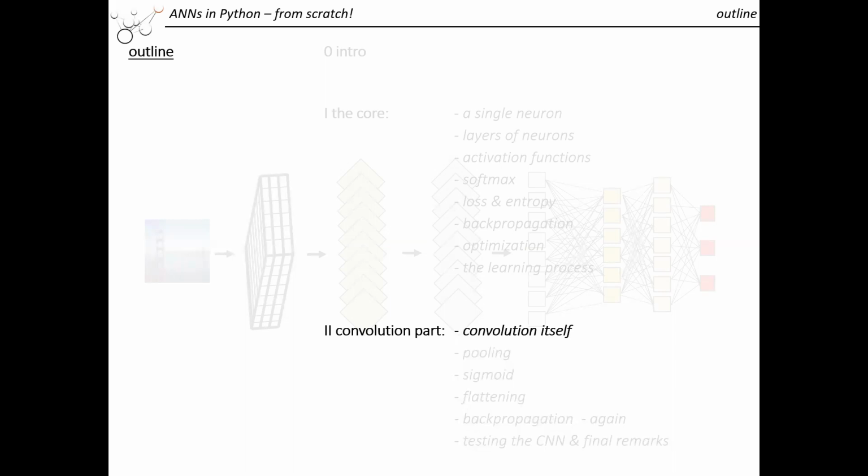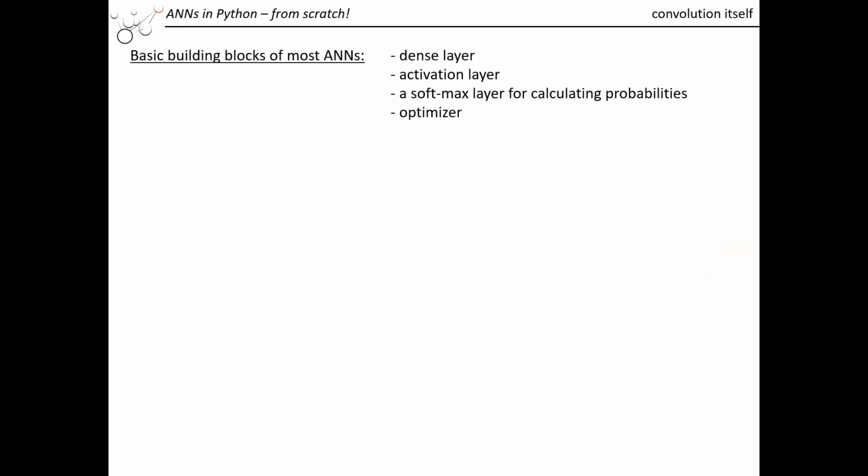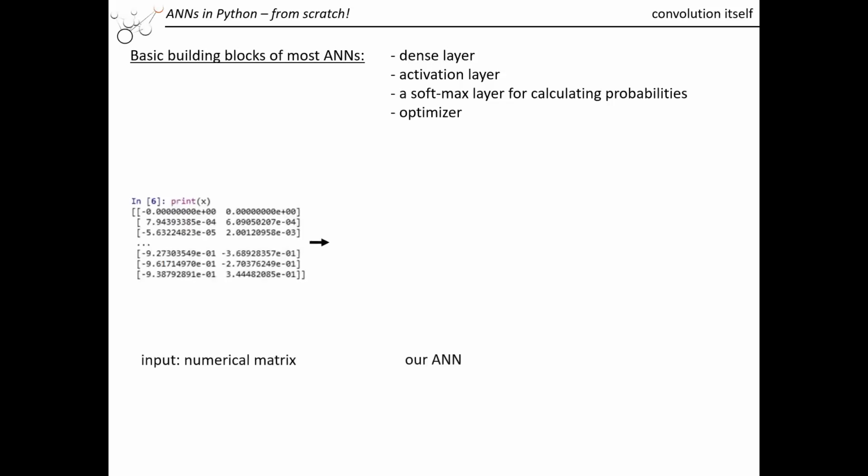And let me explain what convolution actually is. So what we have now is essentially the core of most ANNs. So we have a dense layer, we have an activation layer, we have a softmax layer if we want to calculate probabilities, and we have an optimizer. And we are also going to use that later once we have the convolution part. So half of that is already done. And we can just start building our convolution neural network based on those building blocks that we have already.